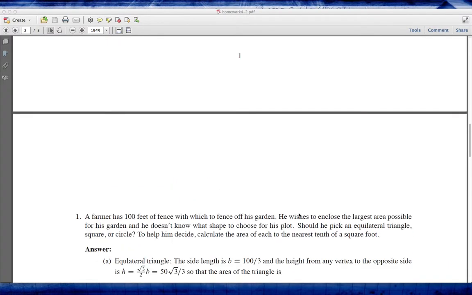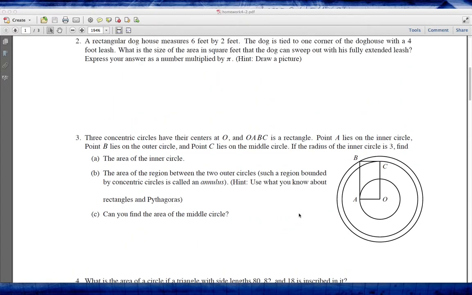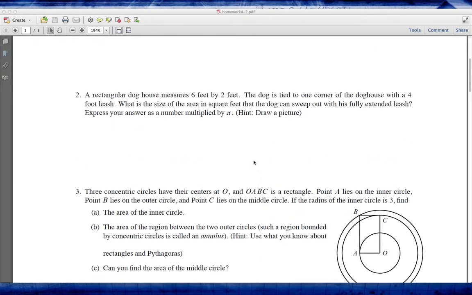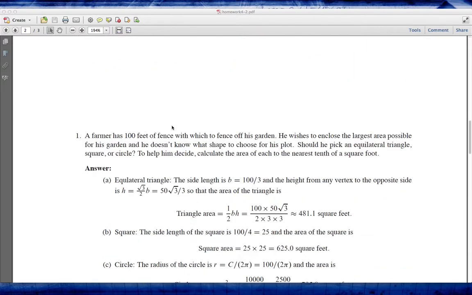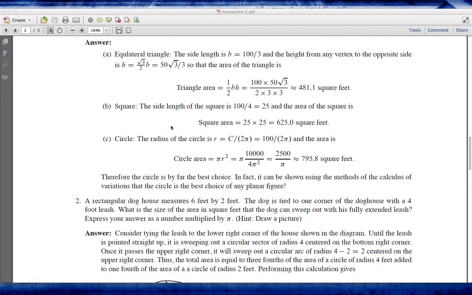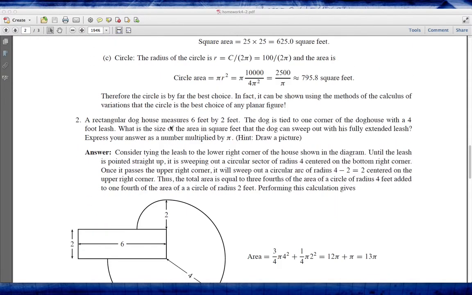Okay, the next question is kind of interesting. A rectangular doghouse measures 6 feet by 2 feet. The dog is tied to one corner of the doghouse with a 4 feet leash. What is the size of the area in square feet that the dog can sweep out with this fully extended leash? Express your answer as a number multiplied by pi. Draw a picture.